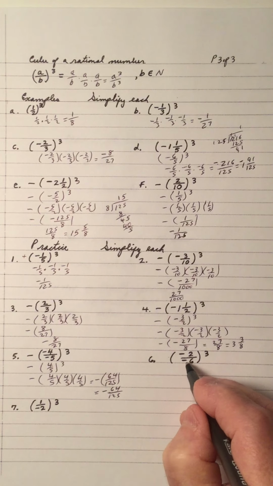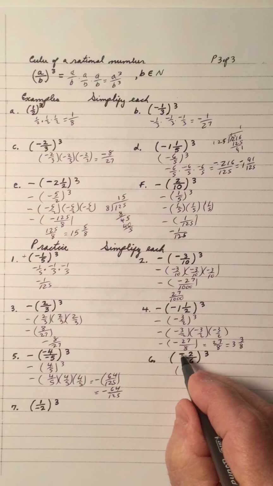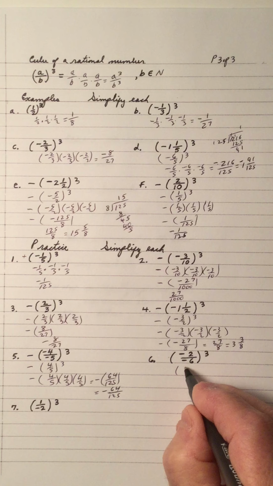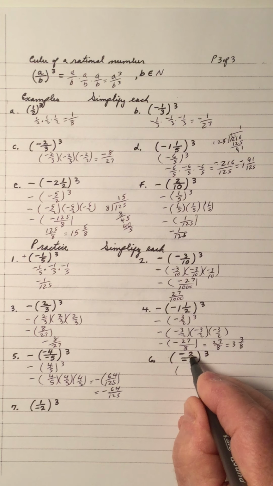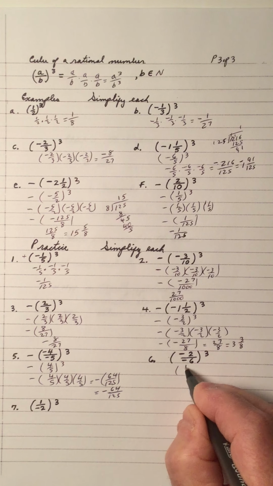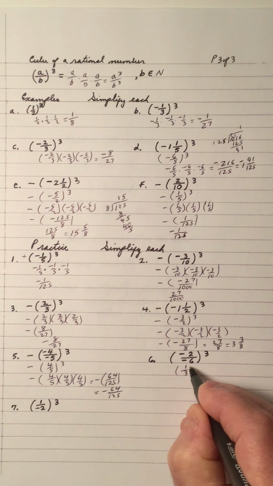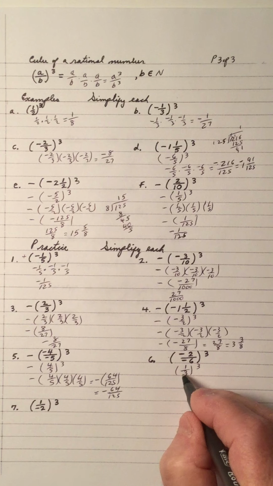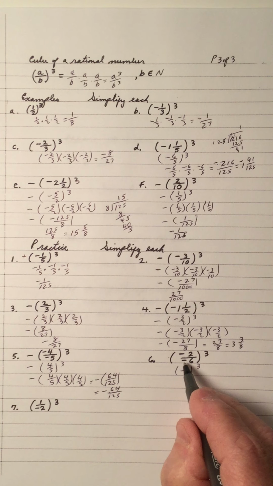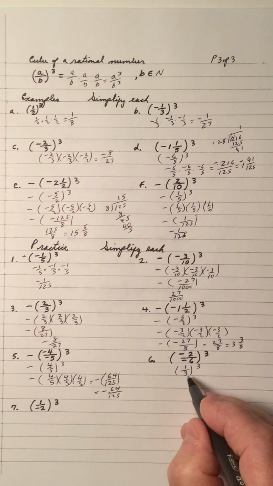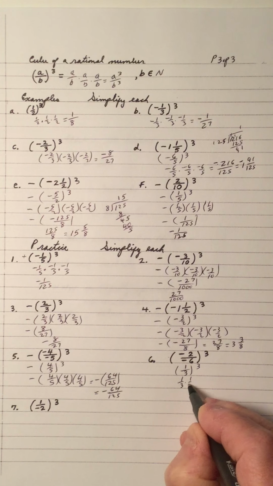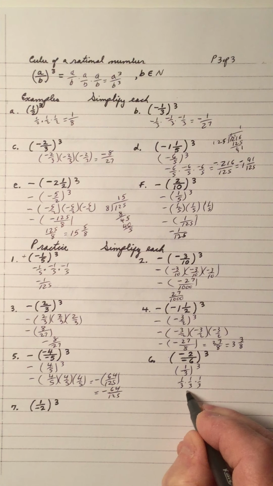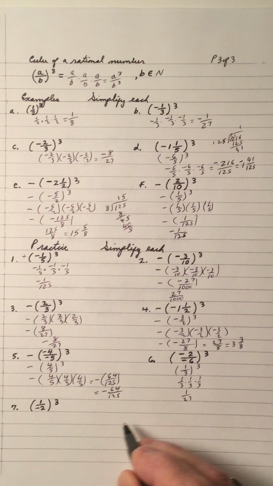Number 6, again, I've got a negative on the bottom, and I shouldn't have it. So negative divided by negative is a positive. And notice that 2 goes into 2 once, and 2 goes into 6, 3 times. So notice I cancel the negatives because negative divided by negative is positive, and you should not have a negative in the denominator of a fraction. So now I have 1/3 times 1/3 times 1/3, which is 1 over 27.